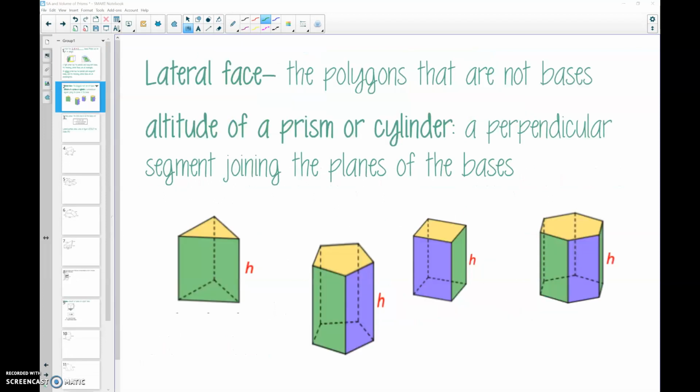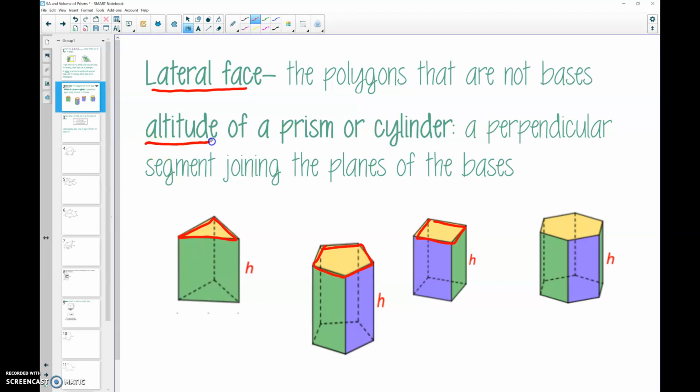So here are a few more examples of prisms, and a prism gets named after the shape of its base. So this one would be a triangular prism. This has 5 sides, so it's a pentagonal prism. We have rectangular prisms. You can have any figure as the base. And again, the lateral faces are all the polygons that are not bases, so think of like the sides.